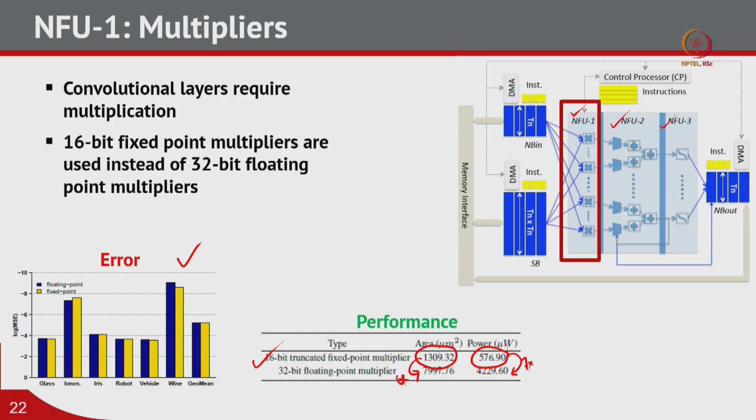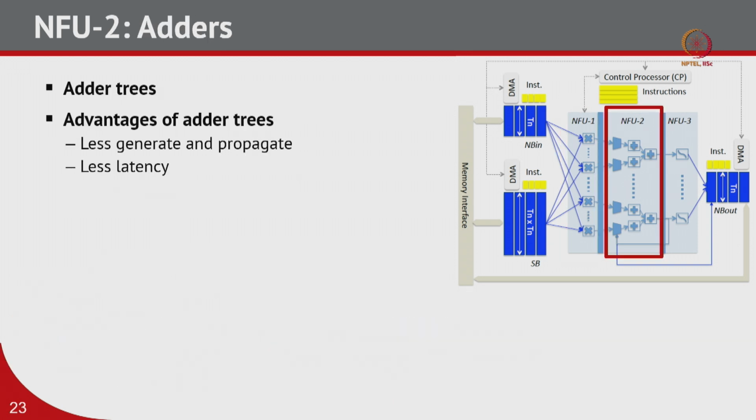Here you can see that we are getting this huge gain, 6x and 7x, without almost losing anything in the accuracy. That means we can actually have 16-bit fixed point multipliers instead of 32-bit floating point multipliers. So, all these multipliers are implemented using 16-bit fixed point multipliers.